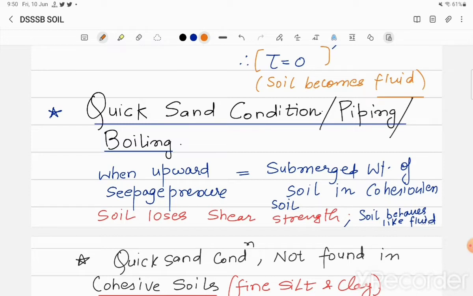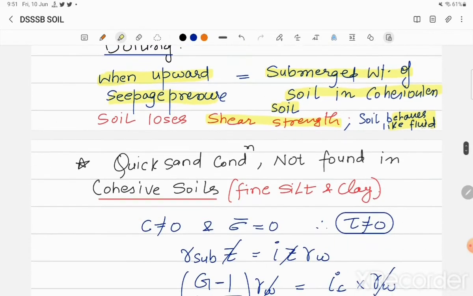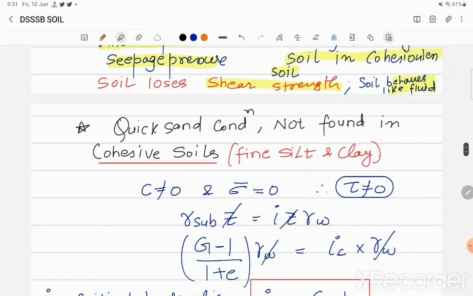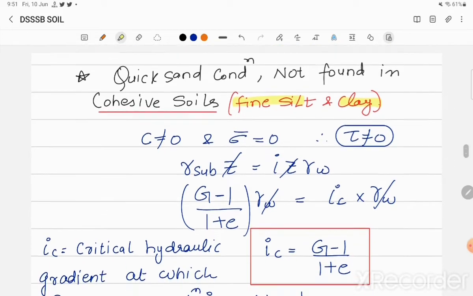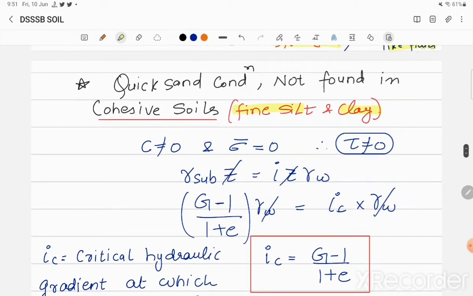It is not a sand, but it is a condition in which the soil loses its shear strength and behaves like a fluid. So when upward seepage pressure becomes equal to the submerged weight of soil in cohesionless soil, the soil loses its shear strength and behaves like a fluid. The quicksand condition is not found in cohesive soils though, which include fine silt and clay, because C is not 0 in that case. Even if the effective stress becomes 0, the shear strength won't be 0, right? So quicksand condition is only found in cohesionless soils.